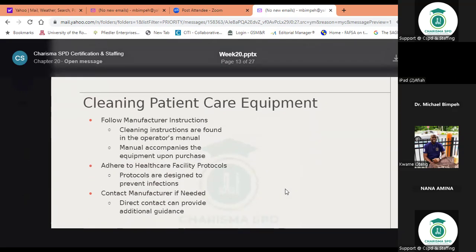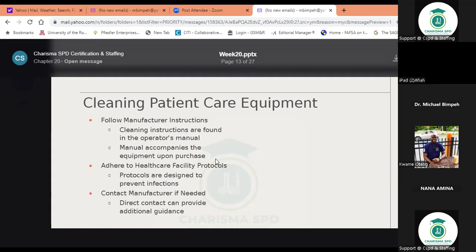Clean patient care equipment. Follow the manufacturer instructions. That's the information for use, or manufacturer information for use. Cleaning instructions are found in the operator's manual. When you are new, you are going to be trained on how to handle everything. And when you become a seasoned tech, there are in-services that will update your knowledge and keep you abreast with all these things. But if you are in doubt, always consult the manual.